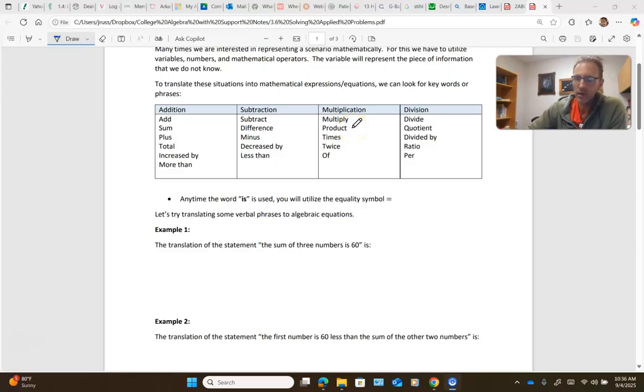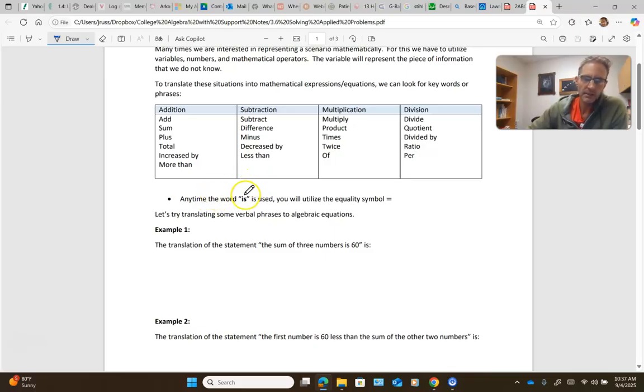And then to denote multiplication: multiply, of course, product. So if I say the product of 2 and 3, that means I'm multiplying 2 by 3. Times, twice. Twice means we're multiplying by the number 2. And then the word of, sometimes when we're using percentages. And then for division, guys, it's divide, quotient, divided by, ratio, and per. Usually quotient's the one you're going to see the most.